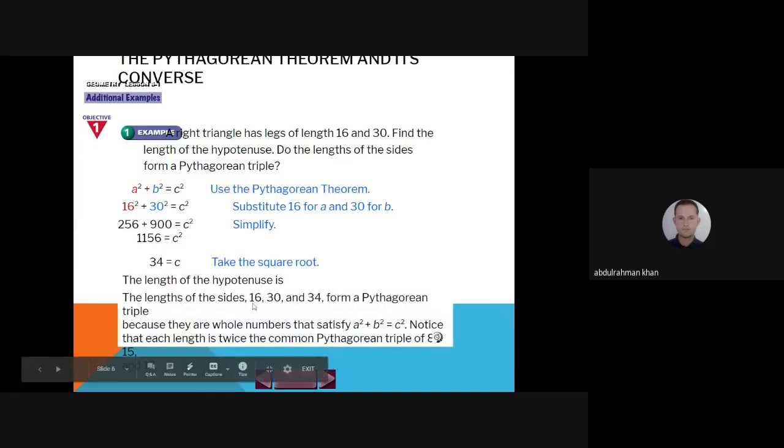The sides 16, 30 and 34 form a Pythagorean triple because they are whole numbers that satisfy a square plus b square equals c square. Notice that each length is twice the common Pythagorean triple, okay.